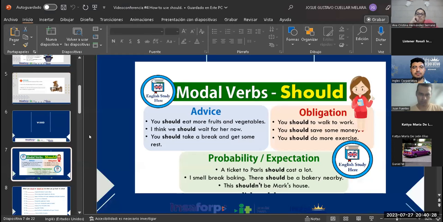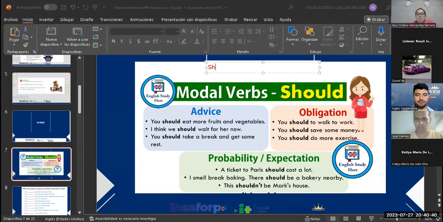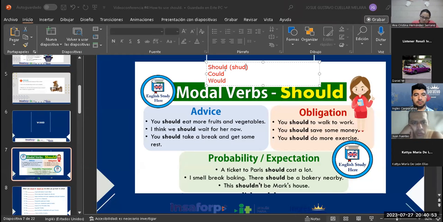Here we have this. Modal verbs. We have should. Okay. And we have three types of use of should. Remember that we have modal verbs. Tenemos tres tipos de verbos modales. Should, could, would. And remember that the pronunciation is should. In this, the pronunciation is could. And in here, the pronunciation is would. Okay, so we omit the letter L. Okay, so that's it.